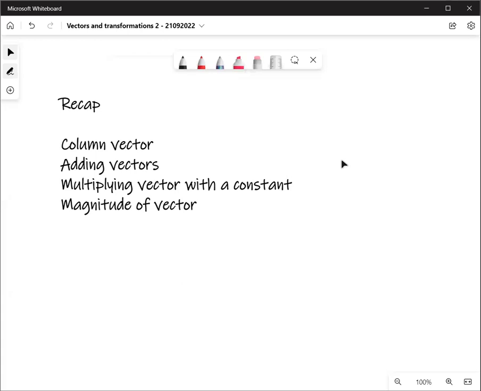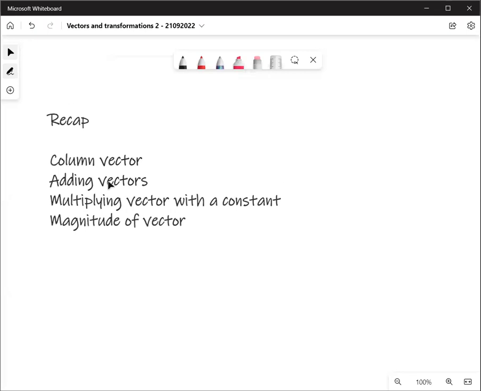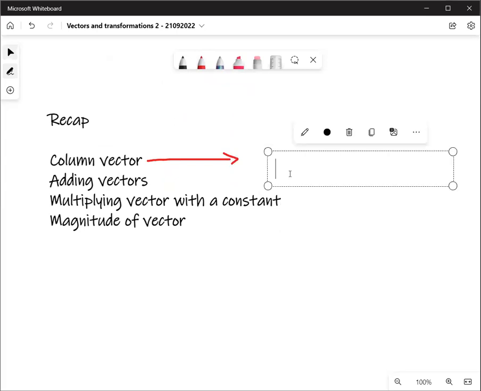We're studying IGCSE math and we're starting vectors and transformations too. In the last class on this, we talked about these four things. Now, column vectors basically tell us what transformation is happening.